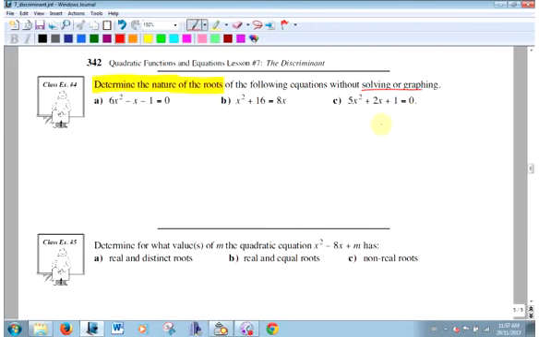So, without solving or graphing, what's A? 6. What's B? -1. What's C? -1. What's the discriminant? Just b squared minus 4ac. Let's see what's going on. Just plug the stuff in. -1 squared minus 4 times 6 times -1. Okay? That's 1 plus 24. That's 25. What do I know about the roots of this quadratic?